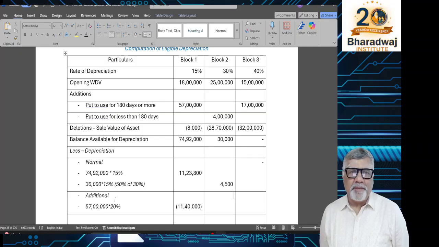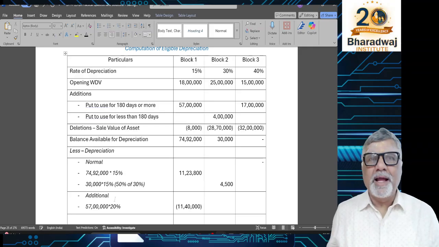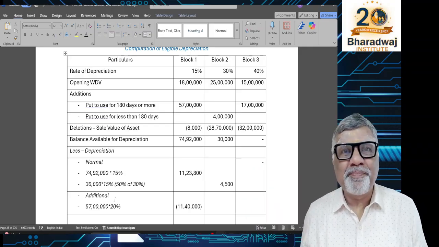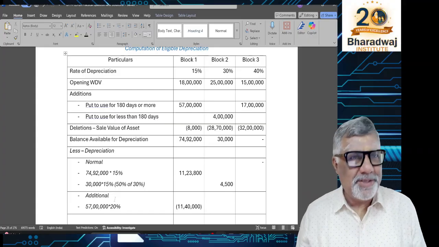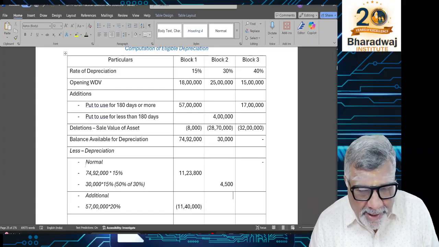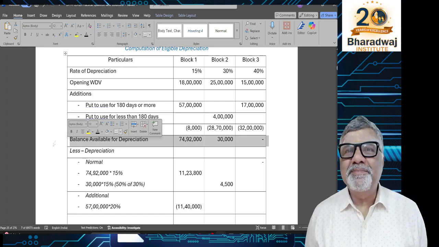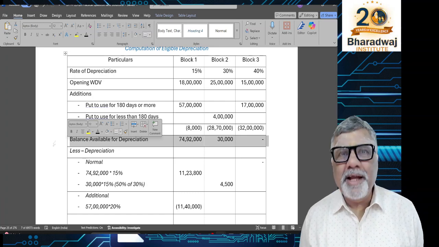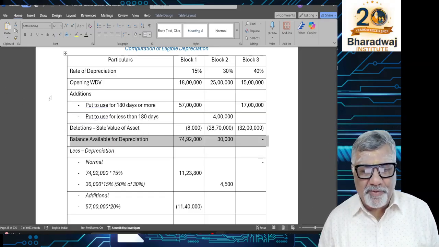Can I claim additional depreciation? Okay. So I'll write the notes under. The answer is yes. I want to come to this point and teach you this. Normal depreciation is for this level. Only if there is a balance can you claim. Additional depreciation is for this.